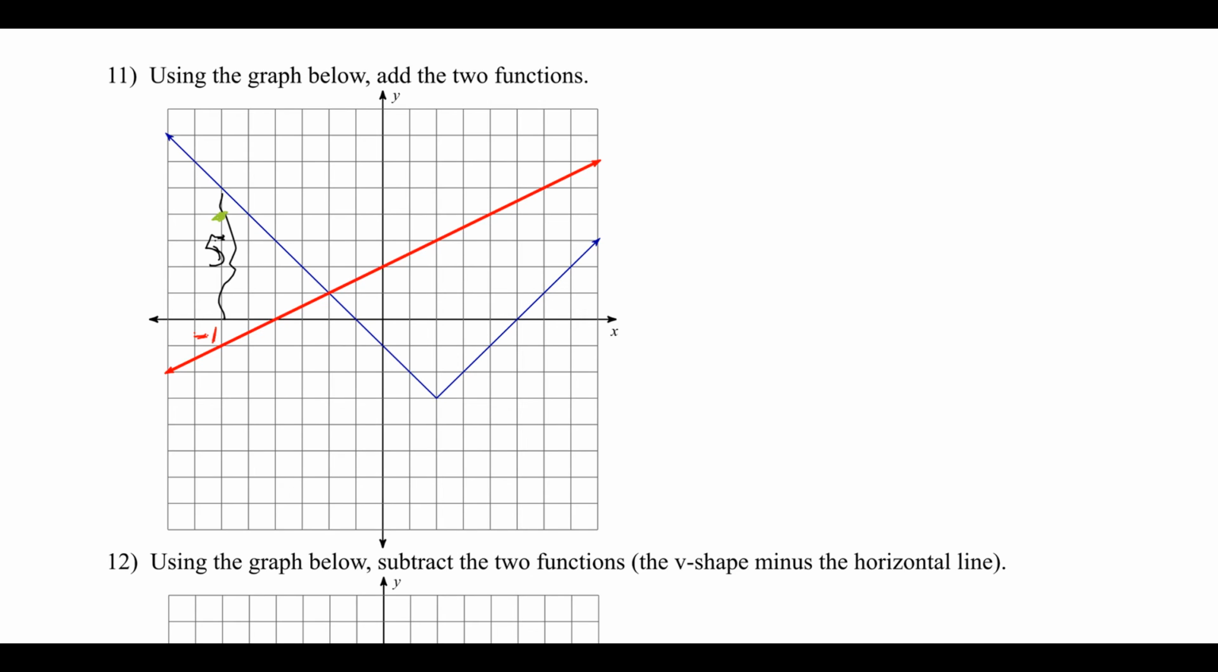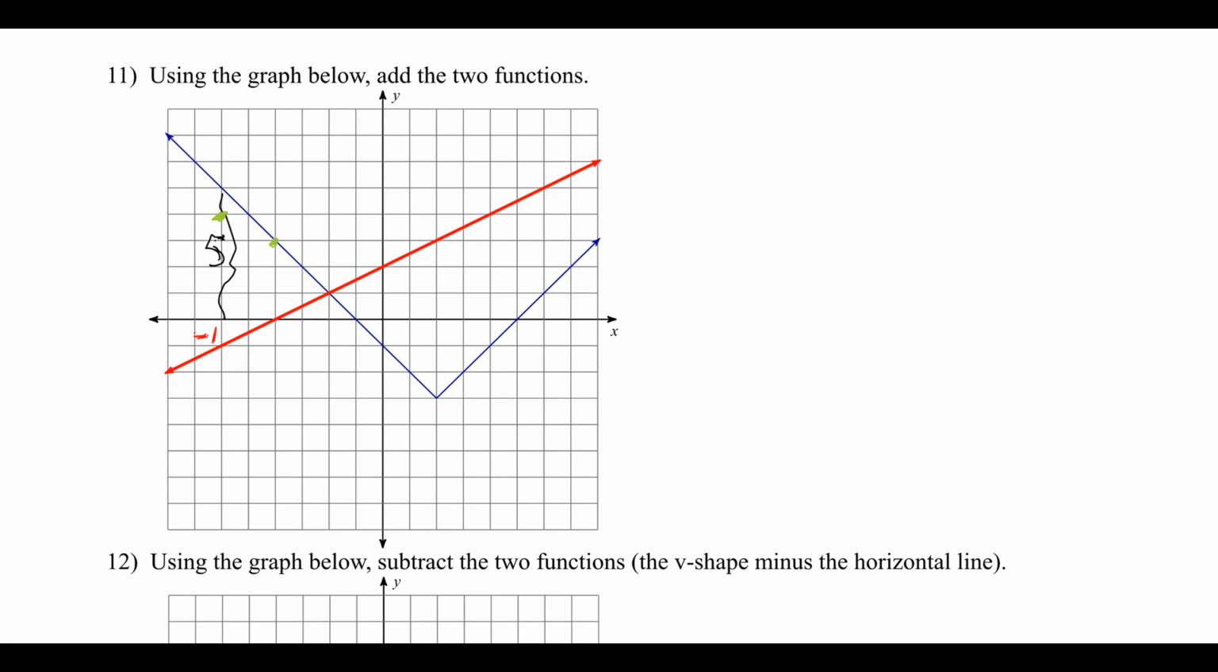So maybe the next one, I'll do a couple over right here. So this is 3 and this is 0. So the blue graph's Y value at this spot is 3. The red graph's Y value is 0. You're adding, so 3 plus 0 is 3. So the new graph, the green one, would still be at 3, which would be right there.